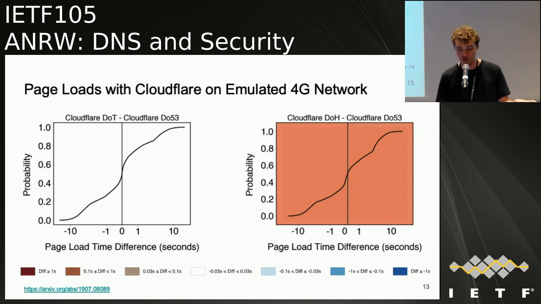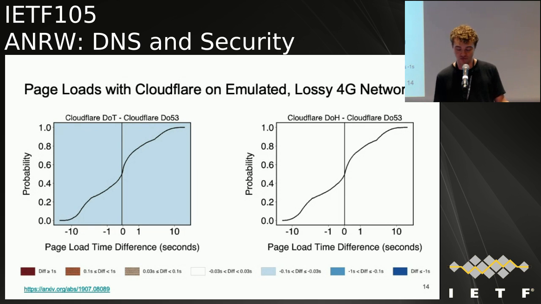You still see on the left plot that DOT is performing within plus or minus 30 milliseconds in page load times compared to DO53. But now if you look at DO, this picture starts to change. The background indicates that the median difference between DO and DO53 is over 100 milliseconds. The actual median here is about 153 milliseconds. So again, once you go to an emulated 4G network, DO starts to drop in performance, but DOT stays about the same.